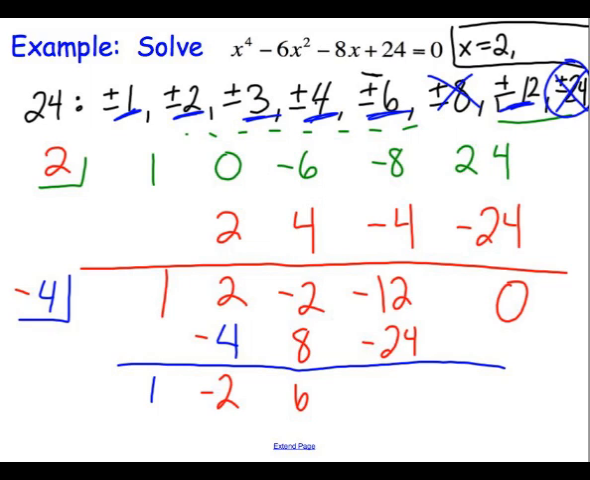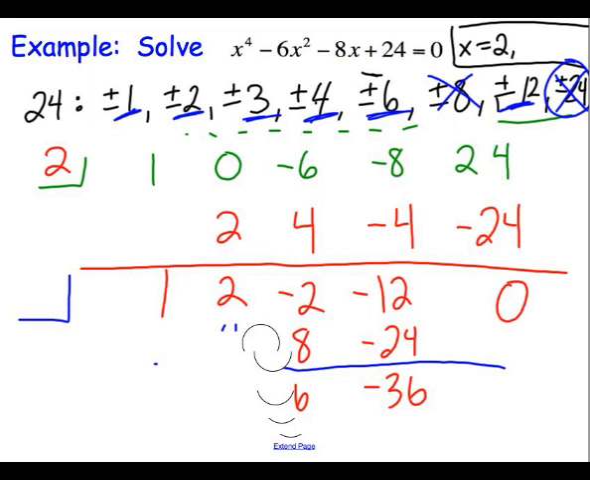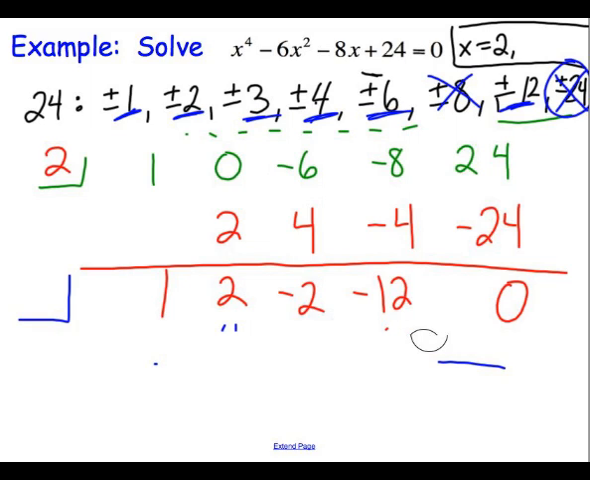Okay, so it did not make a remainder of 0. It made a remainder of 36. So -4 is not my solution. So 4 and -4 are out. So now I try something else. But here's one thing I want you to keep in mind.